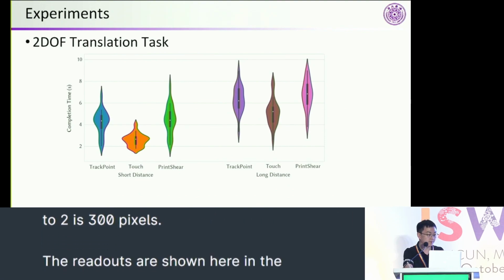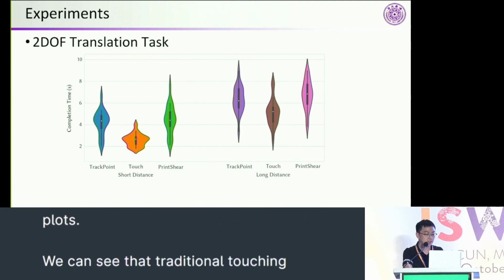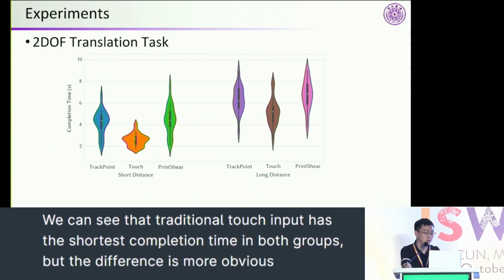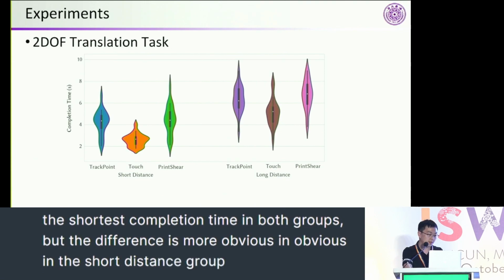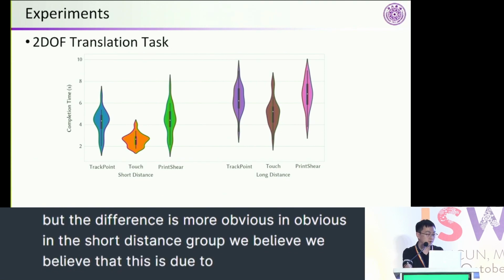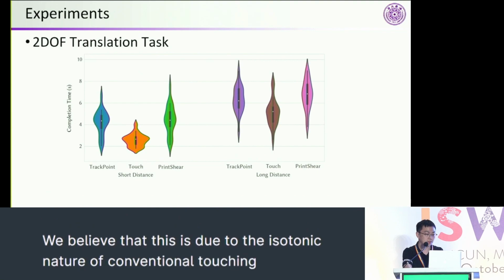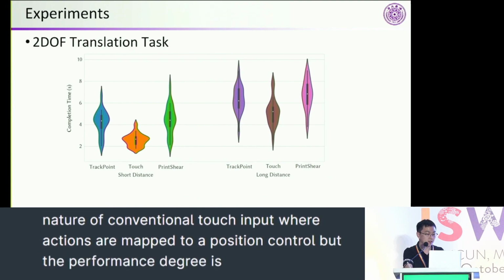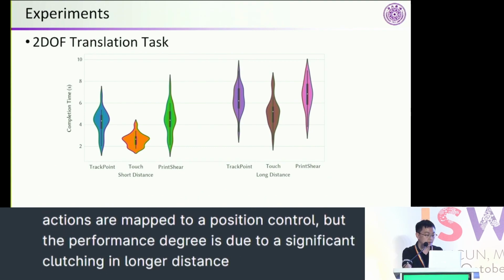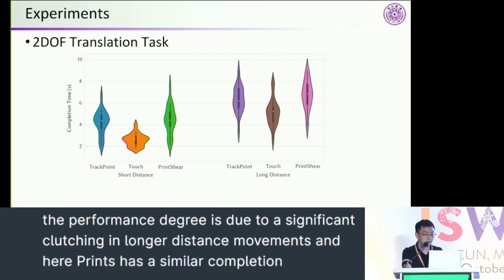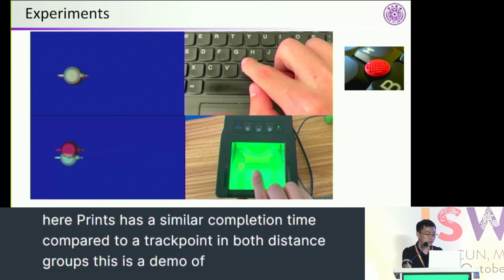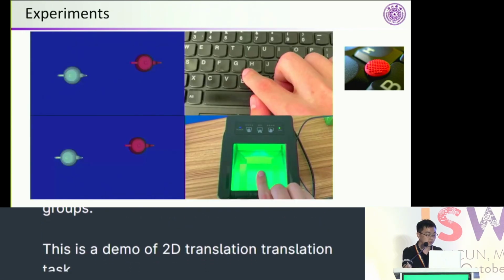We can see that traditional touch input has the shortest completion time in both groups, but the difference is more obvious in the short distance group. We believe this is due to the isotonic nature of conventional touch input, where actions are mapped to position control, but the performance degrades due to significant clutching in longer distance movements. PrintShear has a similar completion time compared to track point in both distance groups. This is a demo of the 2D translation task using PrintShear and track point.